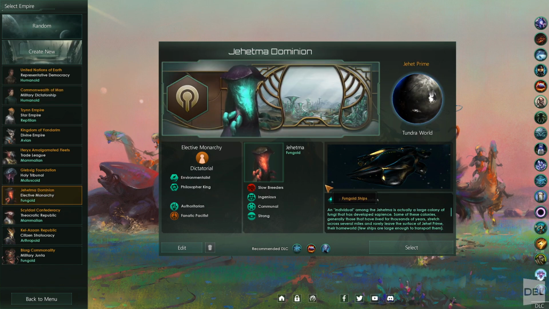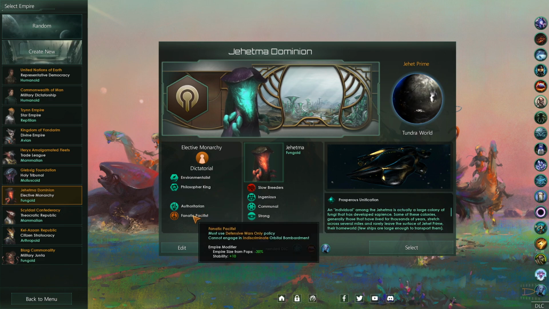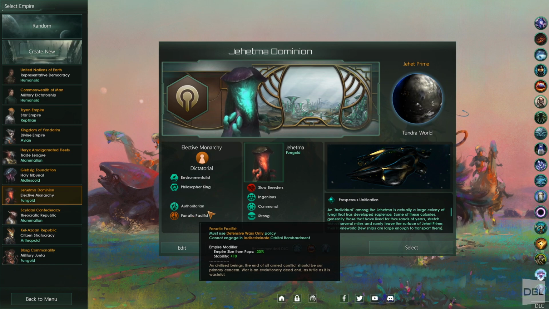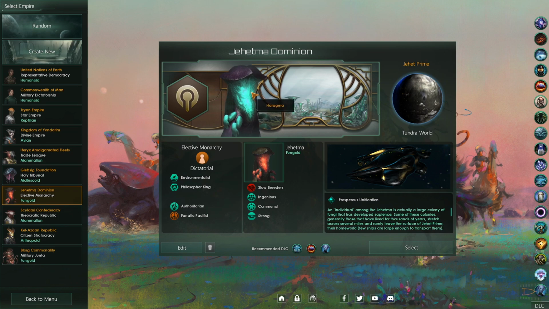And these are the Jahetma Dominion. Defensive wars only policy. Cannot engage in indiscriminate orbital bombardment. Civilized beings, the end of all armed conflict should be our primary concern. War is an evolutionary dead end, as futile as it is wasteful. So there you go. Who is this? This is Haragma. They are a fungoid.